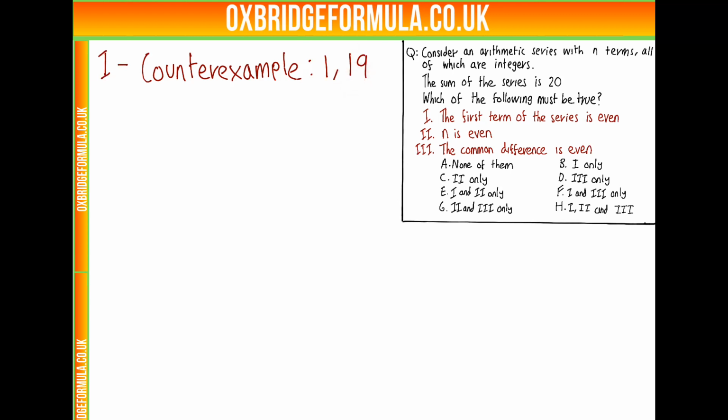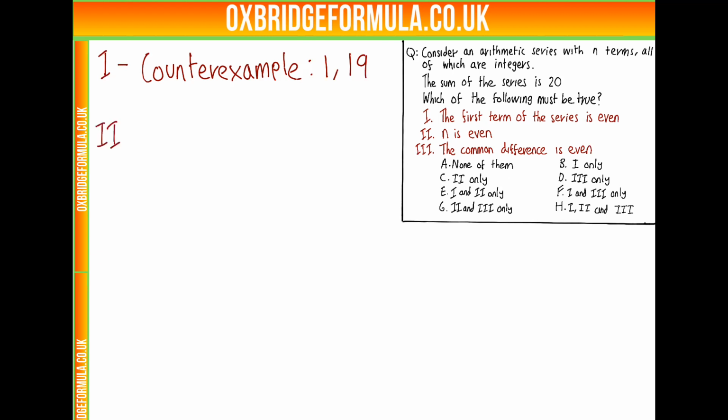So one counter example is 1 and 19, because 1 plus 19 is 20, and any pair of numbers will produce, albeit a very small, arithmetic series. And you could use loads of counter examples here: 3, 17, 5, 15, etc. So 1 is false, or 1 need not be true.